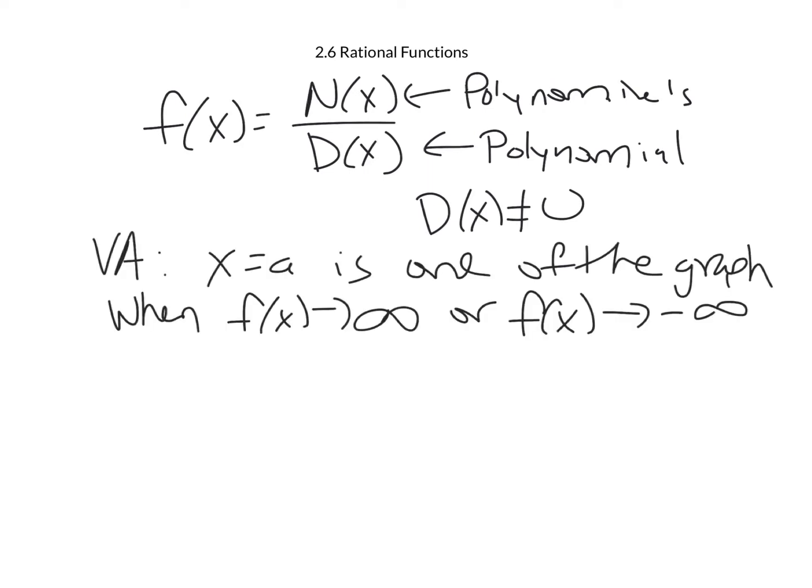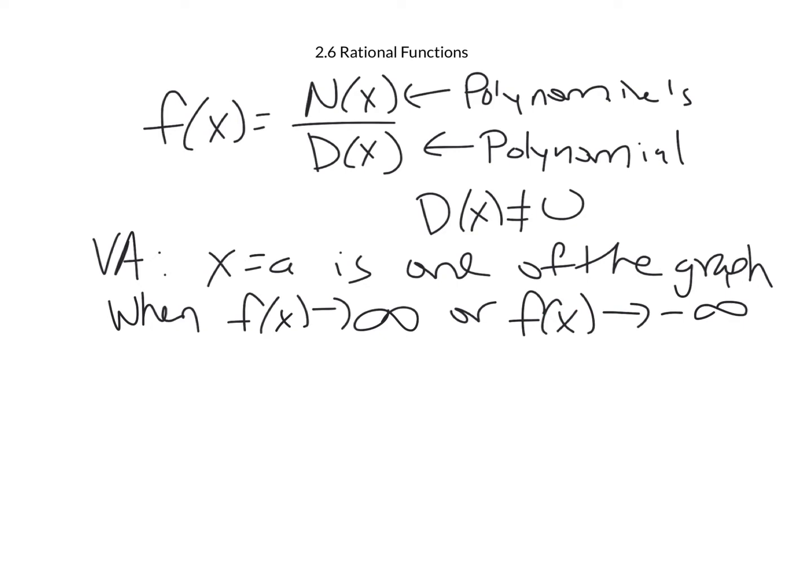Whenever we have rational functions, there's something called asymptotes that could happen as a result. One of them is a vertical asymptote, meaning it's going up and down, like that. It's a line that the graph never touches. Let's say we have x equal to a. We know it's a vertical asymptote when f of x goes to infinity or f of x goes to negative infinity.